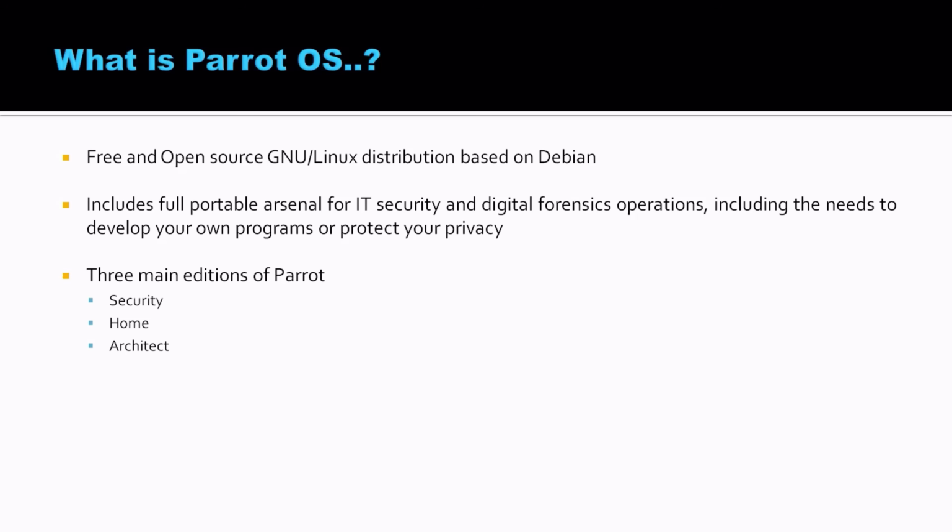Now, Parrot is available in three main editions: Security, Home, and Architect Edition, even as a virtual machine for VirtualBox, Parallels, and VMware, on Raspberry Pi, and also on Docker. Now, the operating system ships by default with the MATE desktop environment, but it is possible to install other DEs or desktop environments. Now, let us talk about history and theme.